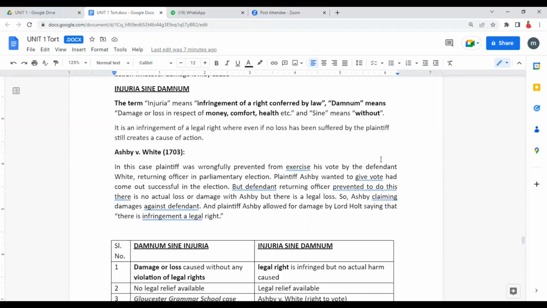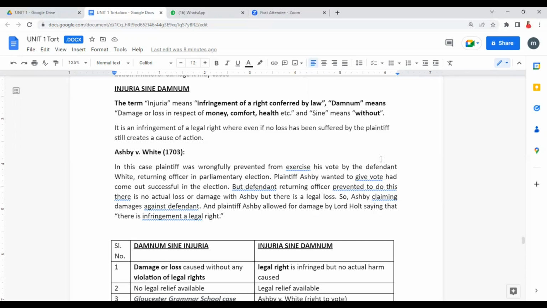It is AIBE versus White. There was one case, AIBE versus White. What happened here is, you might have noticed, during elections, government employees are appointed to take care of all the election matters. They come from different departments and they do it. So there will be a lot of different government employees, but one person will be the main person. He is called the presiding officer, and he will take care of every single thing.